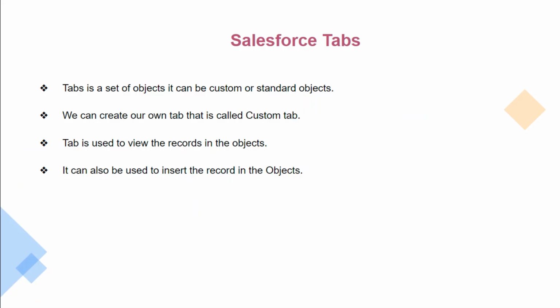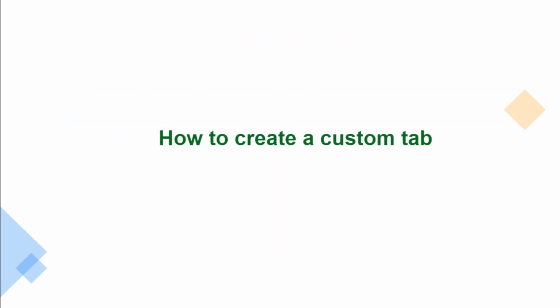Salesforce tabs. Tabs is a set of objects. It can be custom or standard objects. We can create our own tab, that is called custom tab. Tab is used to view the records in the objects. It can also be used to insert the record in the objects. How to create a custom tab?